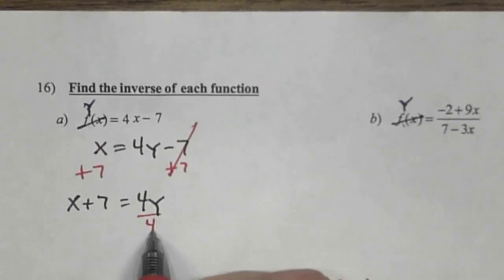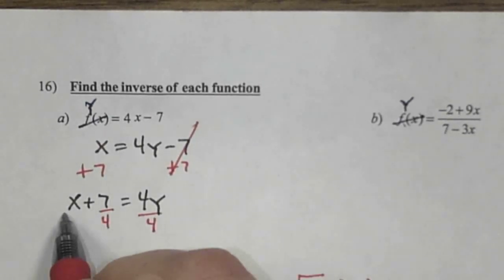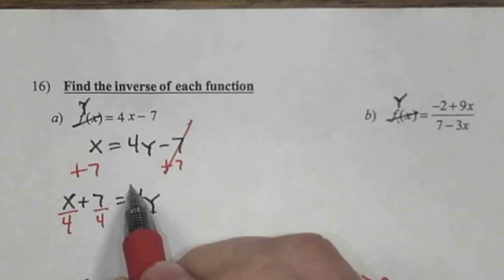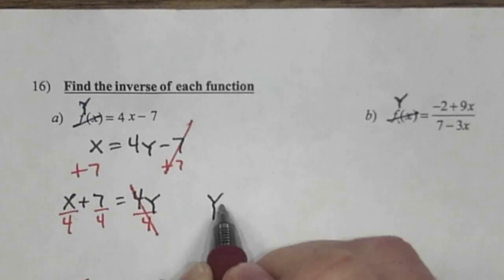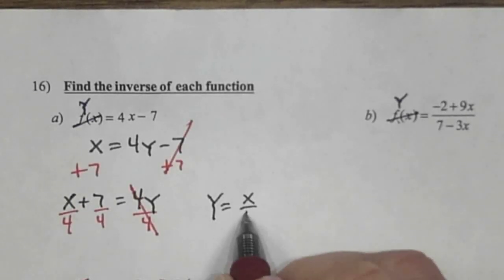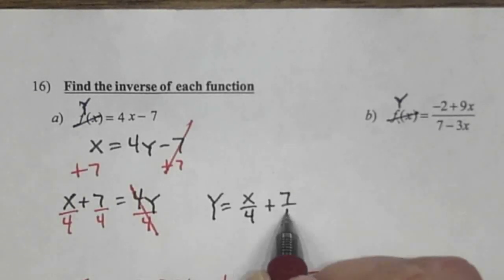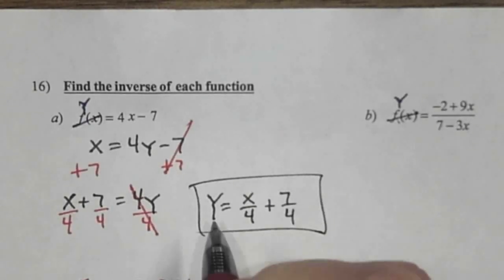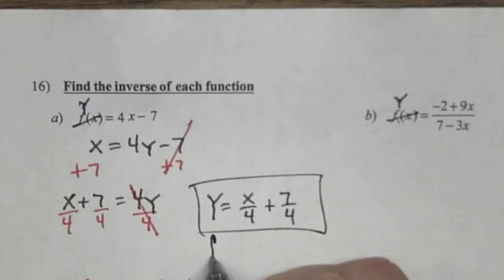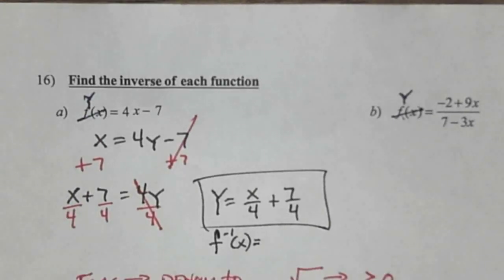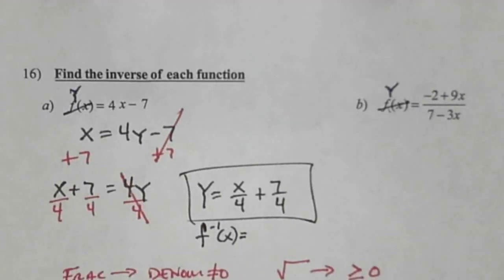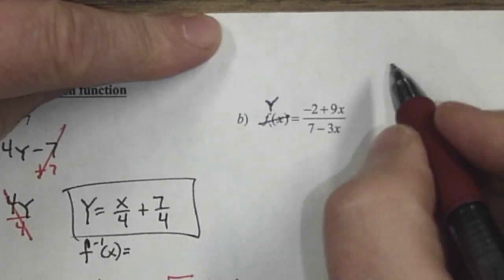And then we're going to divide by 4, but I'm going to divide each one. I like that best. That cancels out. And I'm going to get y equals x over 4 plus 7 over 4. And that's going to be good. We could be putting f negative 1. That's probably better, but if I can get you to do that much, then that little extra step won't be a big deal. All right, this one's a tad harder.